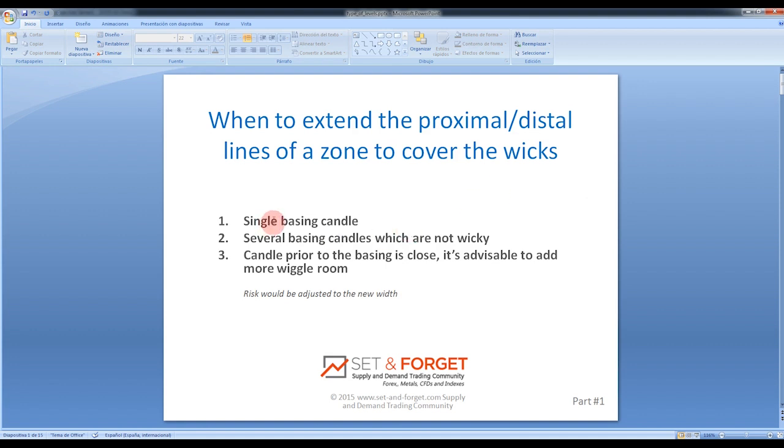So these are more or less the situations where we can extend and adjust the proximal and distal lines of a level: when we have a single basing candle, when we have several basing candles which are not wicky, and when we have a candle prior to the basing which is very close to price, where it's advisable to add more wiggle room.